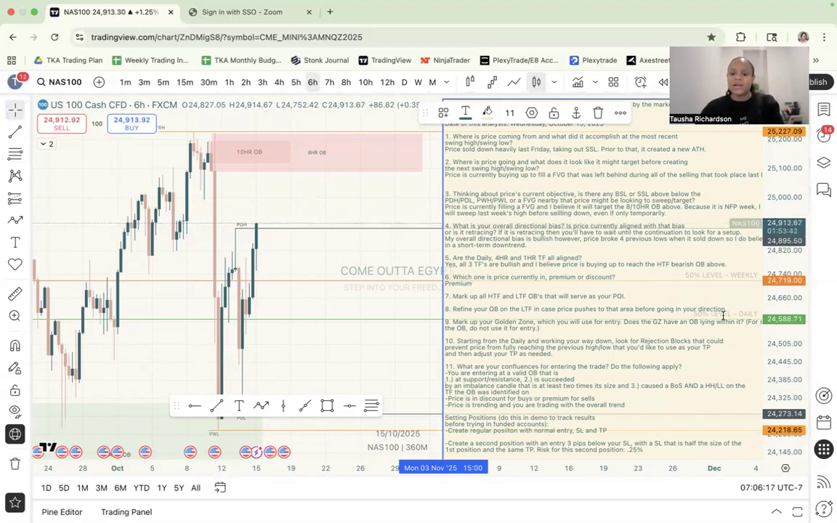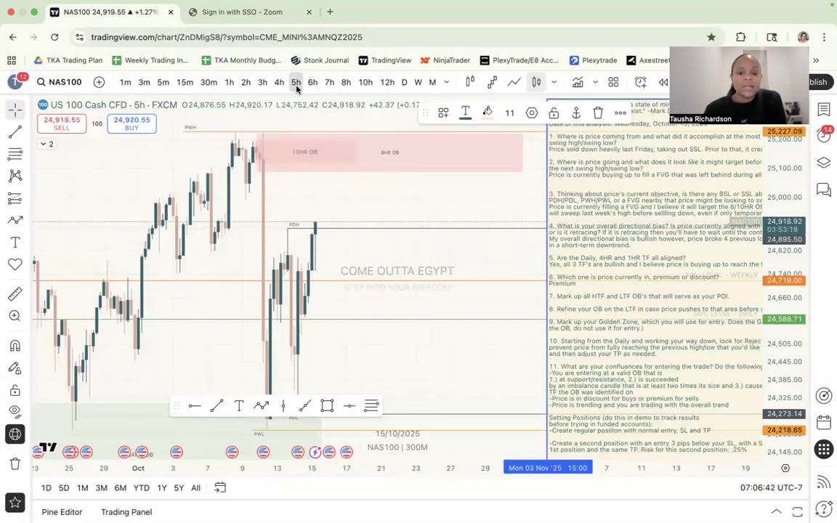Mark up all of your higher time frame and lower time frame order blocks that will serve as your point of interest. So again, this is the only area I'm interested in at the moment. I've seen little order blocks here and there, but I'll actually go through because you never know. So right now, let's see what we see.